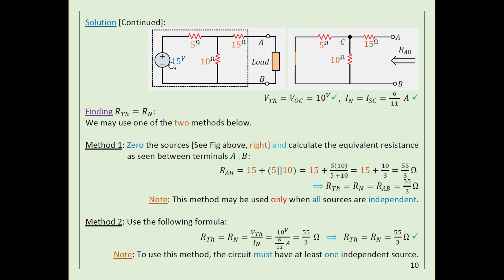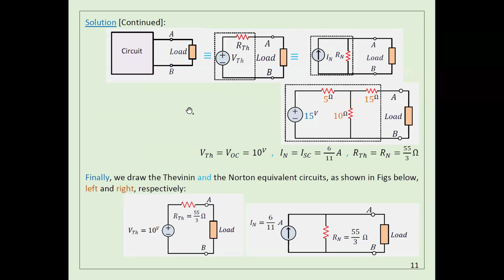We have only one source here. This is a voltage source, so I'm going to cancel it by a short circuit. If you look from here, you can find these two resistors are in parallel and they are in series with this resistor. So you need to get the equivalent resistance when you look from here. After I calculated it, I found the same result, for sure.